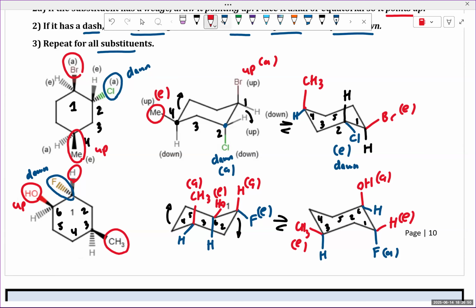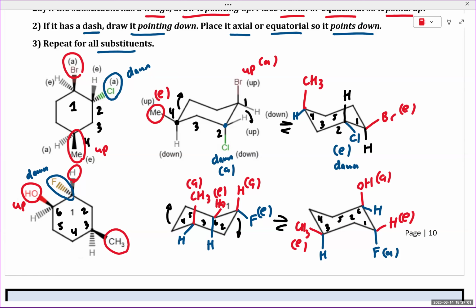Also, as an additional check, we notice that after a chair flip, all of the axial substituents end up equatorial, all of the equatorial substituents ended up axial. Okay.